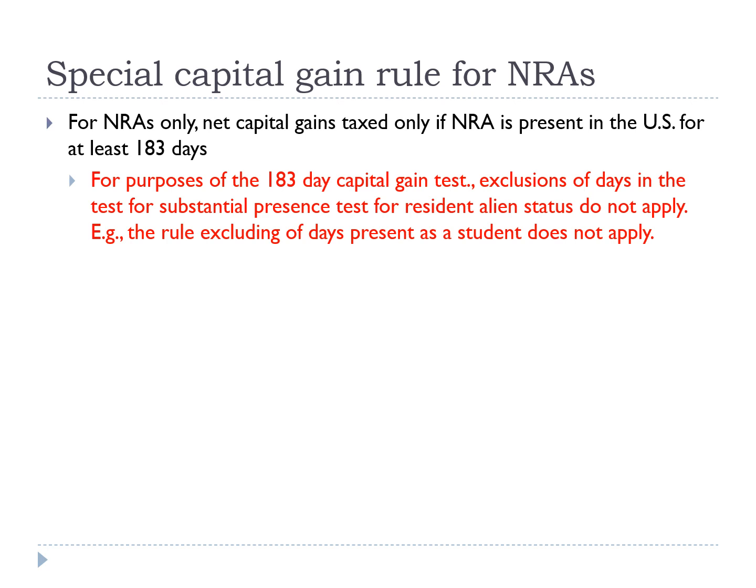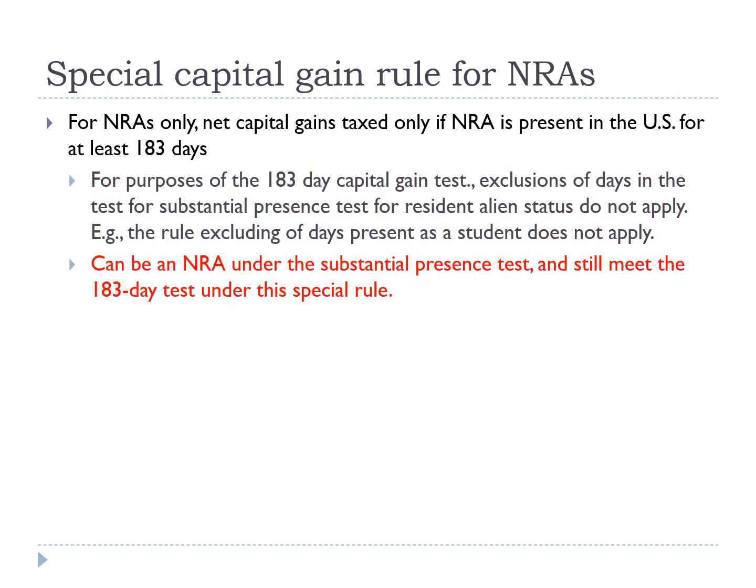For purposes of the 183-day capital gain test, the various exclusions of days applicable to the substantial presence test for non-resident alien status do not apply. For example, the rule excluding days present as a student does not apply. It is therefore possible for a non-resident alien to not meet the regular substantial presence test for resident alien status, but to meet the 183-day test under this special rule.